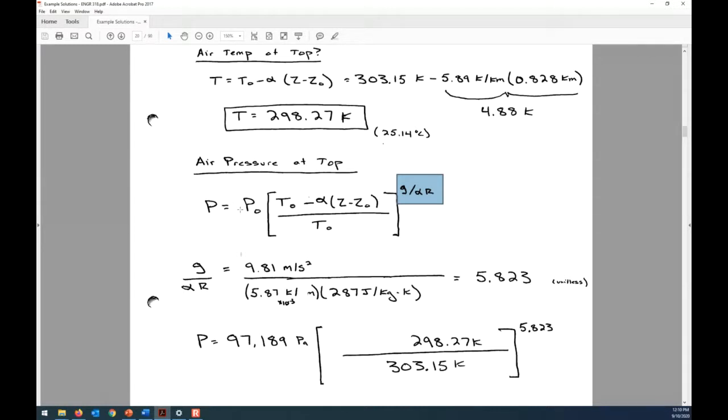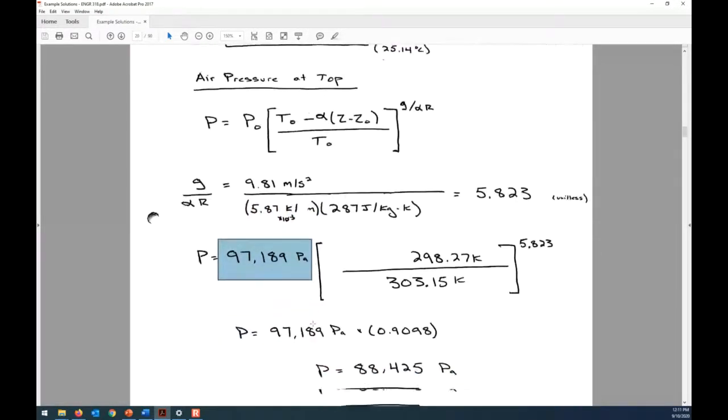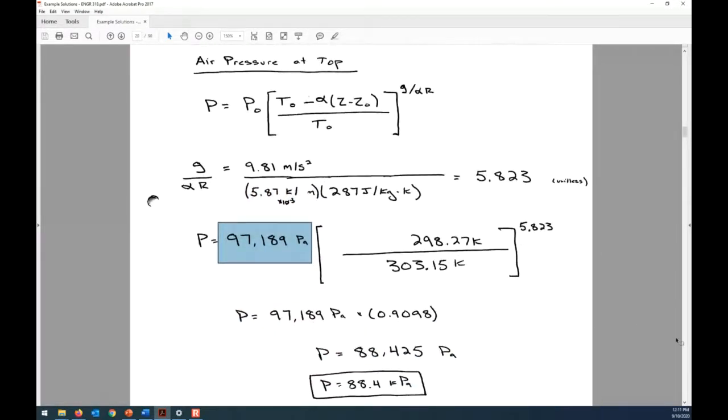When you combine it all together, we've got g by alpha times R, then that will be unitless. And so it's the temperature ratio to the power of 5.823 multiplied by the pressure at the base. And that tells us that the pressure up above is only going to be 88.4 kilopascals.